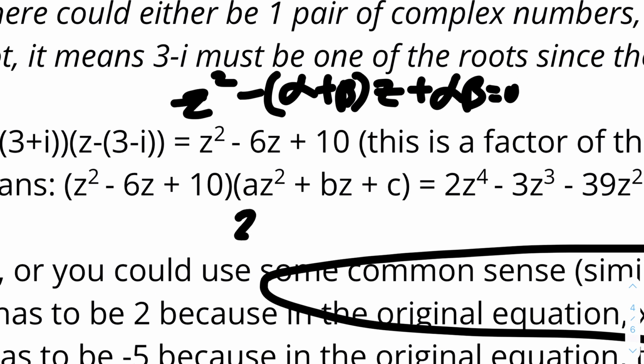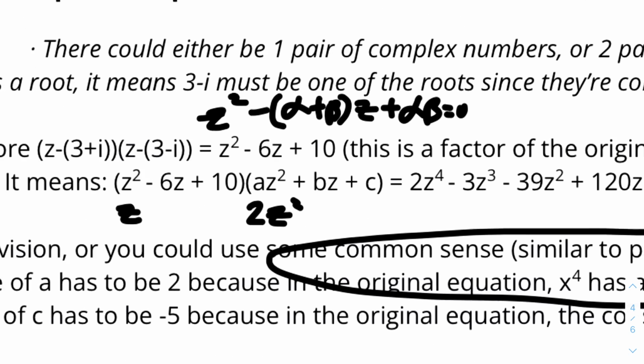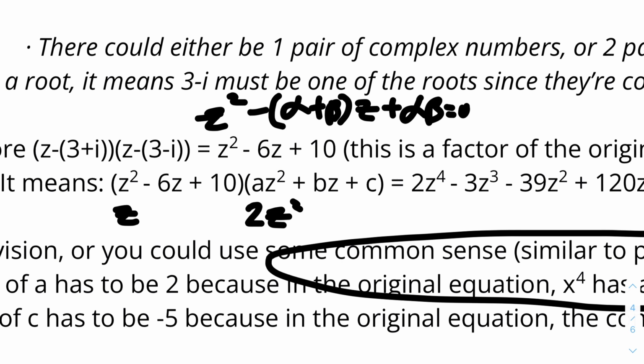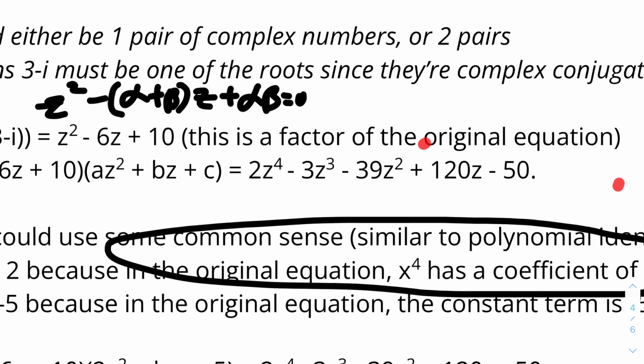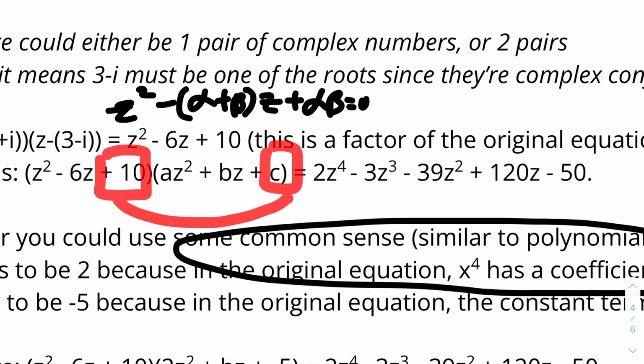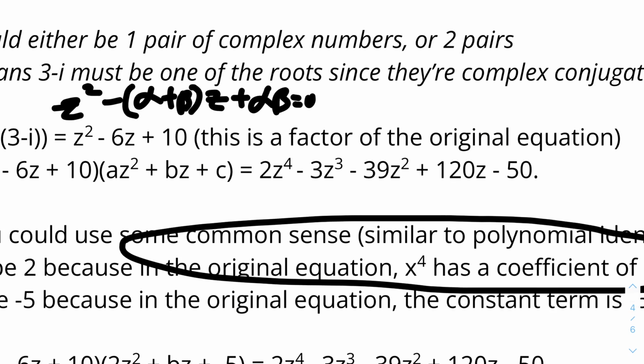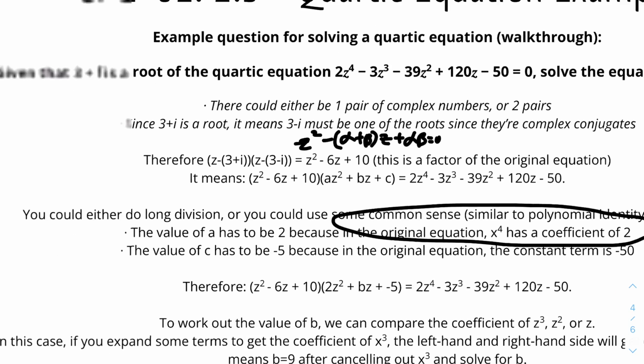Because if this were 2z squared, then z squared times 2z squared equals 2z to the power 4, which is true. Then we have the other inevitable term, which is the last constant term, minus 50. The only way to get minus 50 is to multiply both constant terms on the left together, so 10 times c. So we know that 10c equals minus 50. Therefore c has to be minus 5, so c equals minus 5.